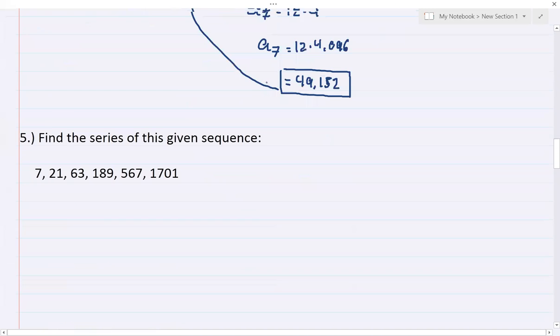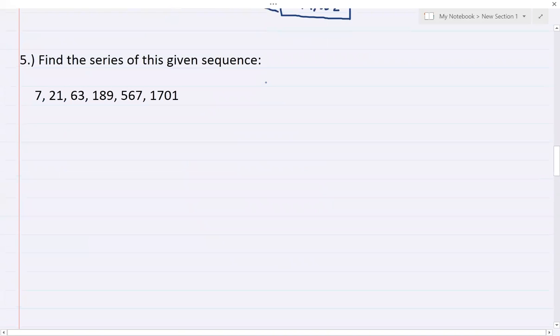See? Now how about this one? Find the series of this given sequence. So as you can see, this is actually a finite sequence because this is an example of a sequence that has an ending term. The ending term of this sequence is 1701. Okay, so let's find the series. So this one is easy. Since there are only like 6 terms, you can just get your calculator and add them. It's easy. But if you want to use the formula, there's no problem.